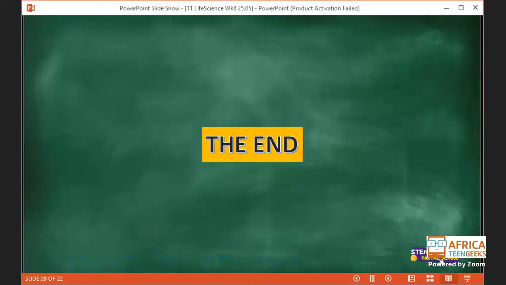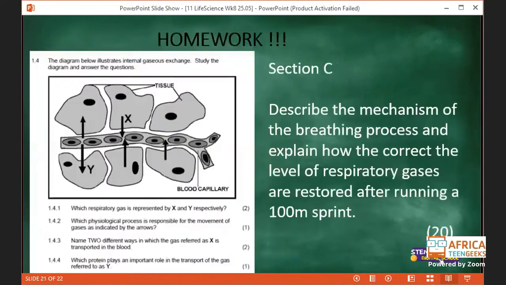Then we are done with respiration and gaseous exchange. Guys, here is homework. Please do take screenshots and then we'll mark tomorrow. Please take screenshots or write it down. So we have a long question here and we have questions here. So we're just wrapping up gaseous exchange. Guys, another thing, because time is really not on our side, just take screenshots.